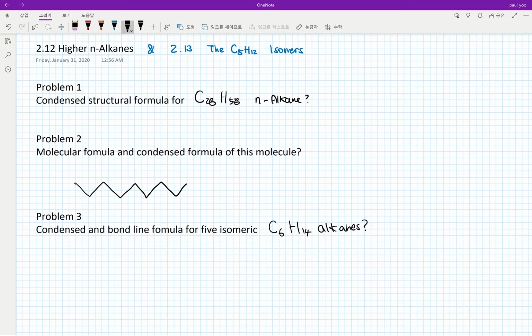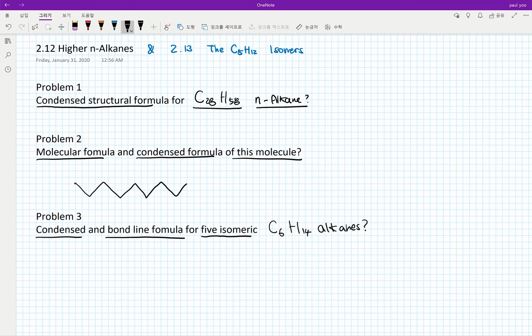By the end of this video, you will be able to figure out the condensed structure formula for C5H12 n-alkane, the molecular formula and condensed formula of this molecule shown, and condensed and bond line formula for 5 isomeric C6H14 alkanes. We are going to cover higher n-alkanes and also the C5H12 isomers in this video.